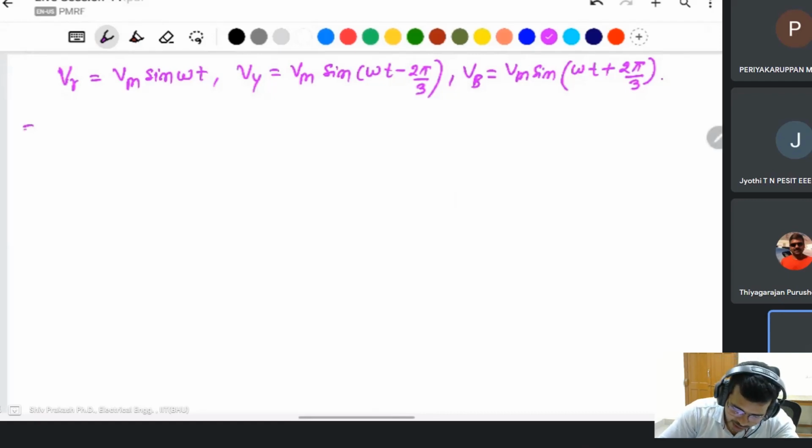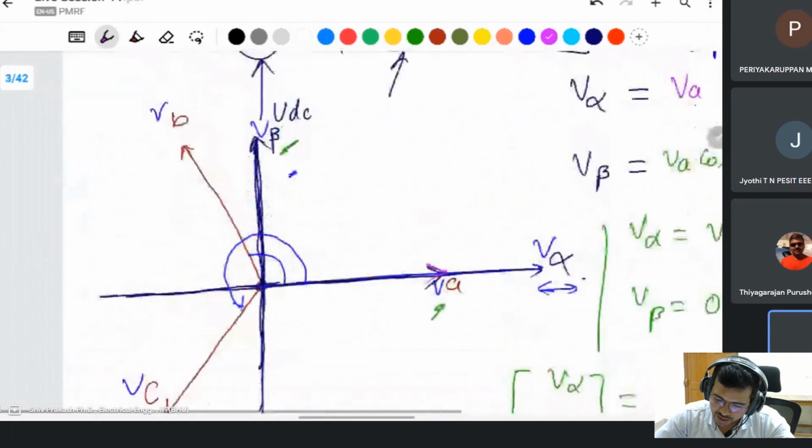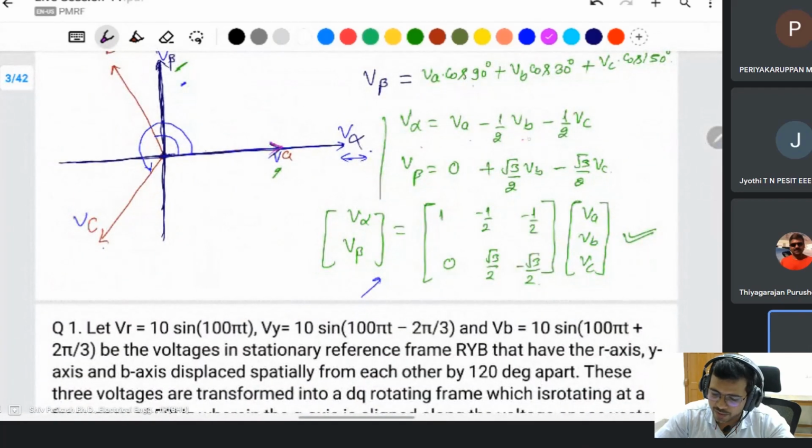These are the V alpha and V beta. V alpha is Va minus half of Vb minus half of Vc, and V beta is, Va is 0 because it is displaced at 90 degrees, then plus root 3 by 2 Vb and minus root 3 by 2 Vc.